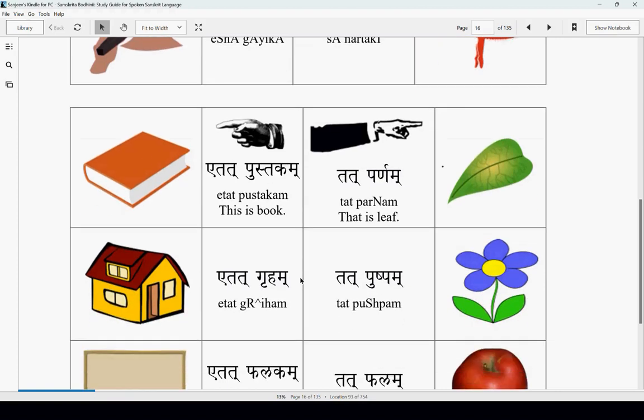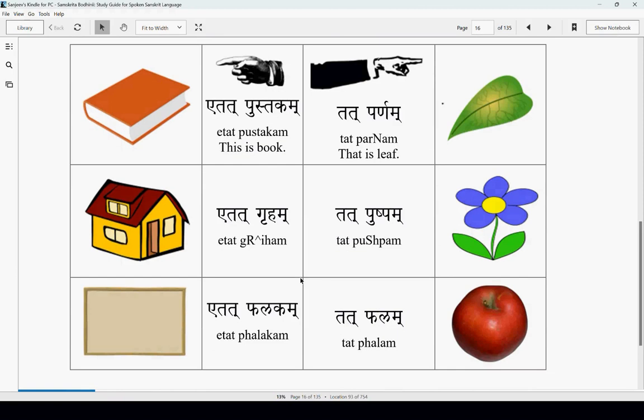And other examples here are griham. Etat griham asti, this is home. Tat pushpam asti, that is what? That is a flower. Then etat phalakam asti, this is board. Tat phalam asti, that is fruit.